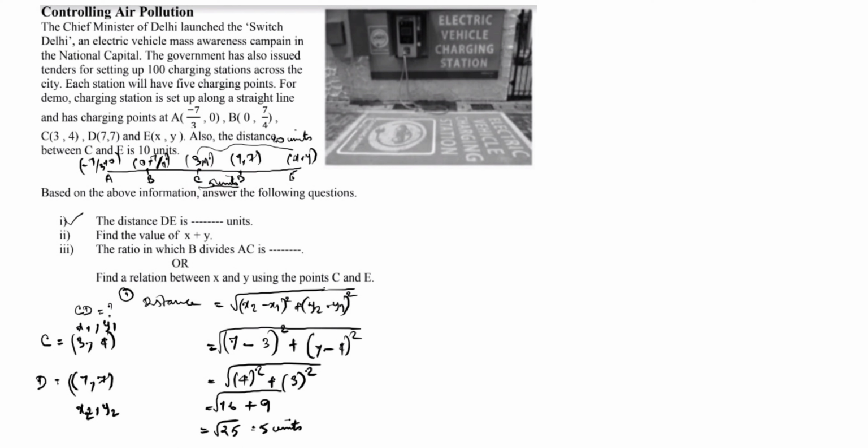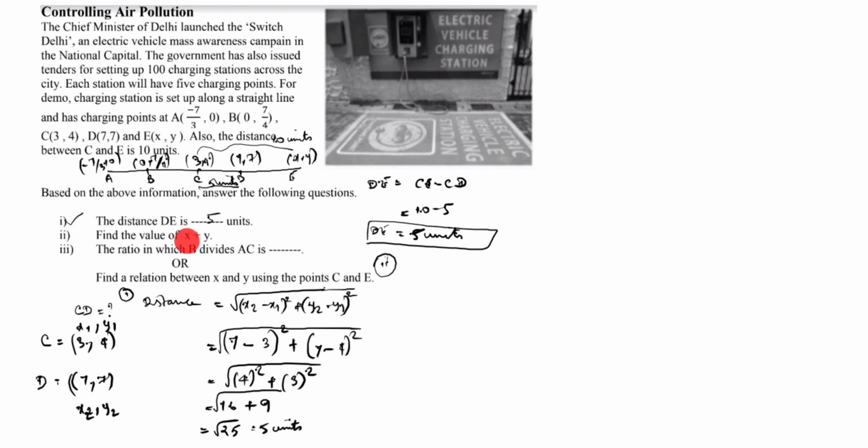So what we will do in this case, DE is equal to CE minus CD. You see here, CE is given as 10. CD we have now got, CD is 5. So the whole distance minus this, we get the DE value. So 10 minus 5, so 5 units. So the DE value is 5 units.